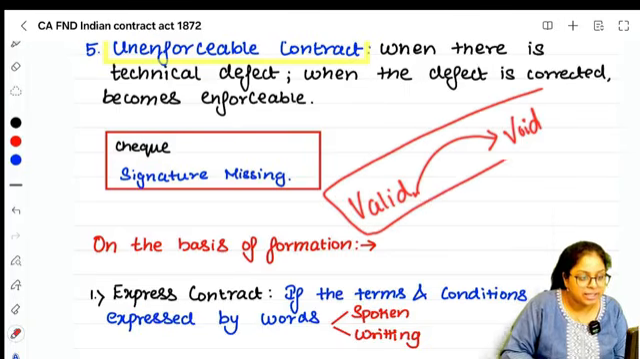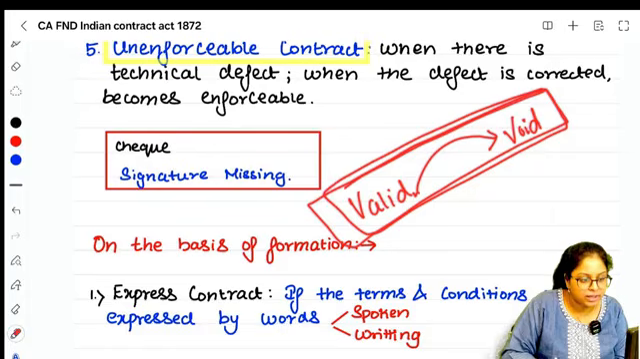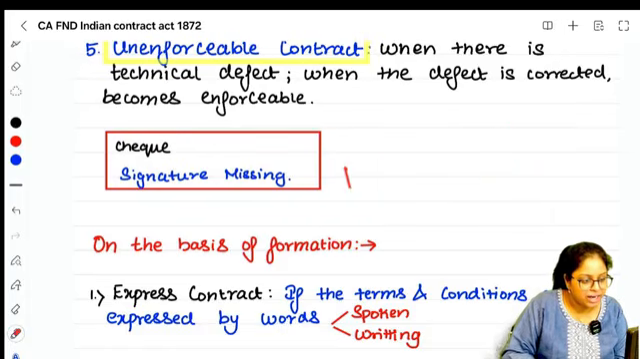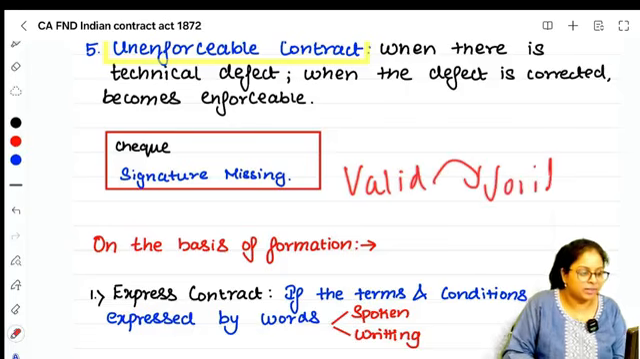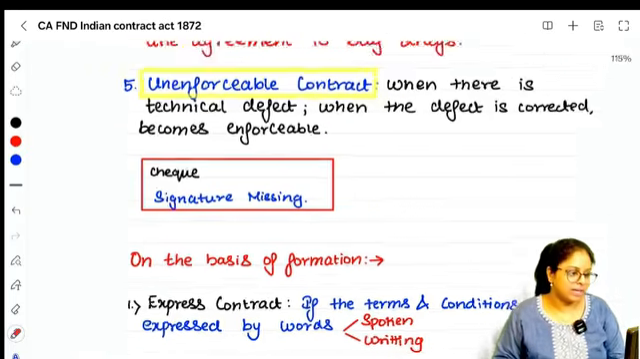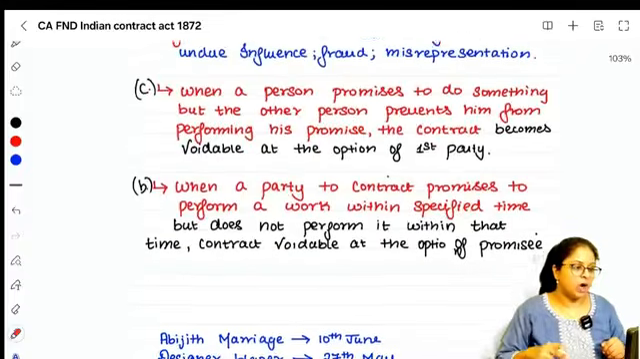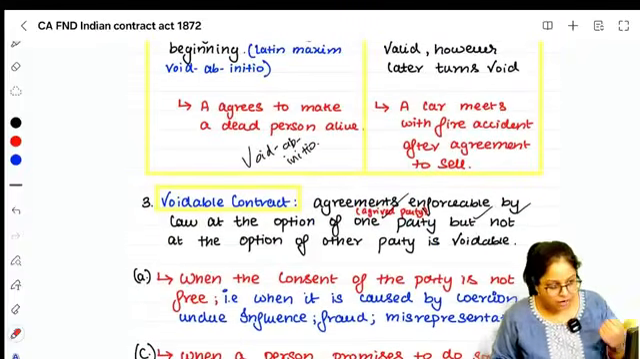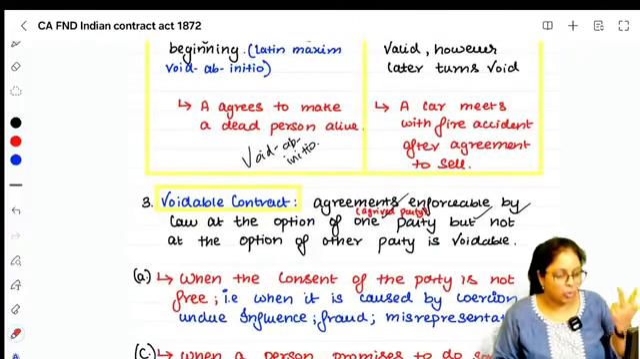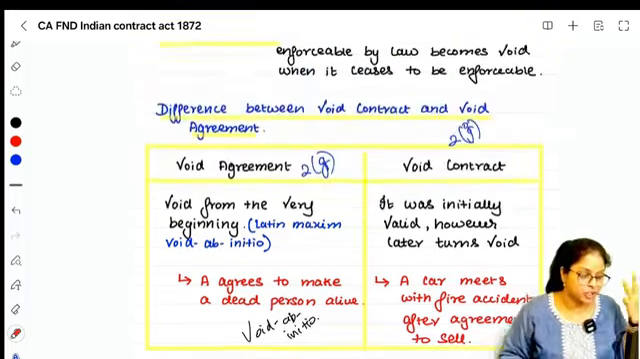Void. Is it clear? Void. Is it absolutely clear? It will become void. Right? So that is voidable. So we have completed valid, void agreement, void contract, and voidable, which is 2I.